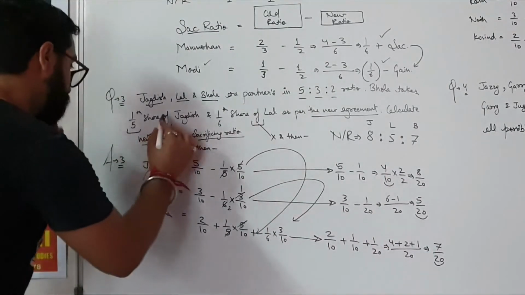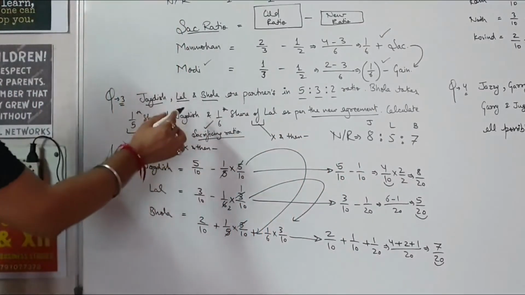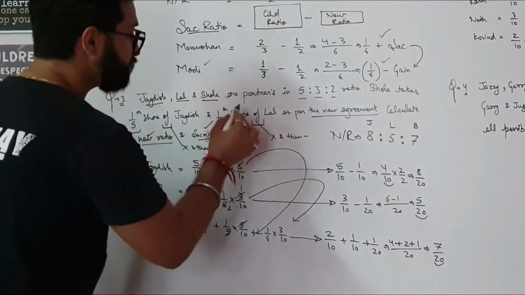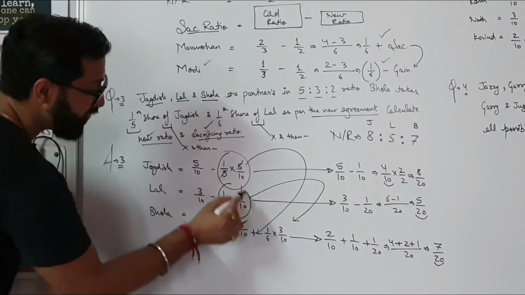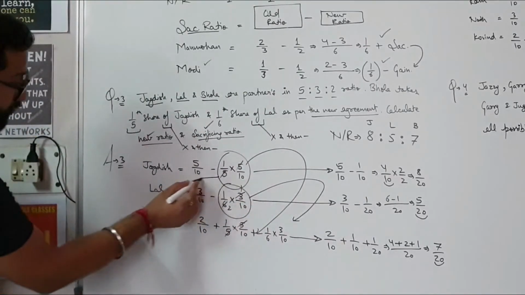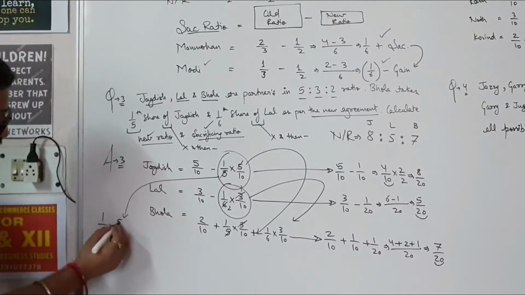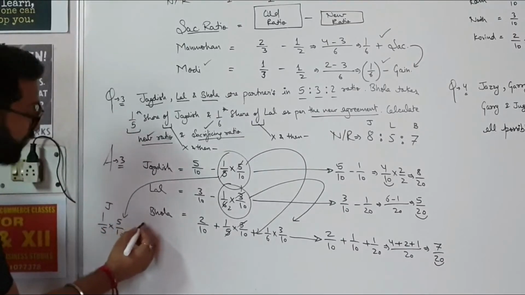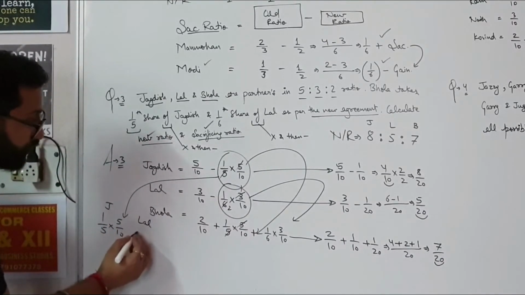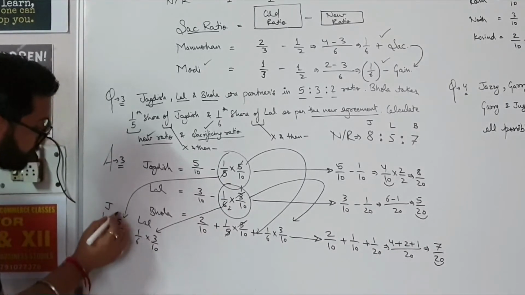New ratio is calculated. Now what is the sacrificing ratio? There is no need to apply the formula because the question is telling you that 1/5 of the share of Jagdish has been sacrificed and 1/6 of the share of Lal has been sacrificed. So these sacrifices are clearly visible. The sacrifice of Jagdish is 1 by 5 into 5 by 10 and the sacrifice of Lal is 1 by 6 into 3 by 10.